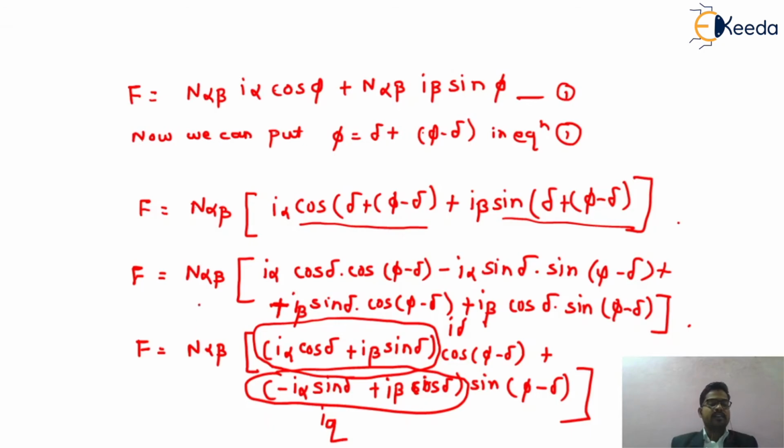Now we can get the resultant of your dq model. The resultant of this term will be the F. We can get it as F in alpha beta is equal to Id, because we can replace this whole term by the Id. So it is Id cos phi minus delta plus Iq sine phi minus delta. From this we can get the Park's transformation with the help of direct and quadrature axis current.